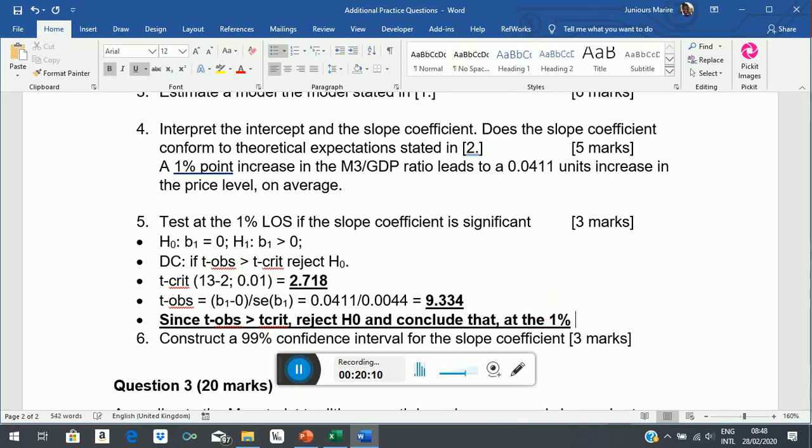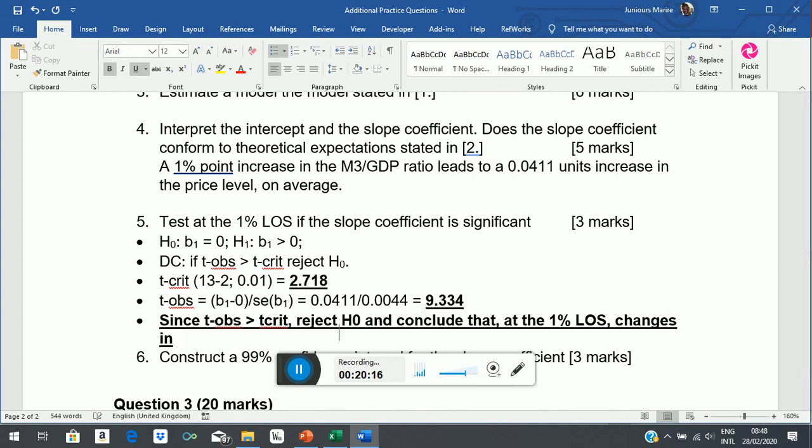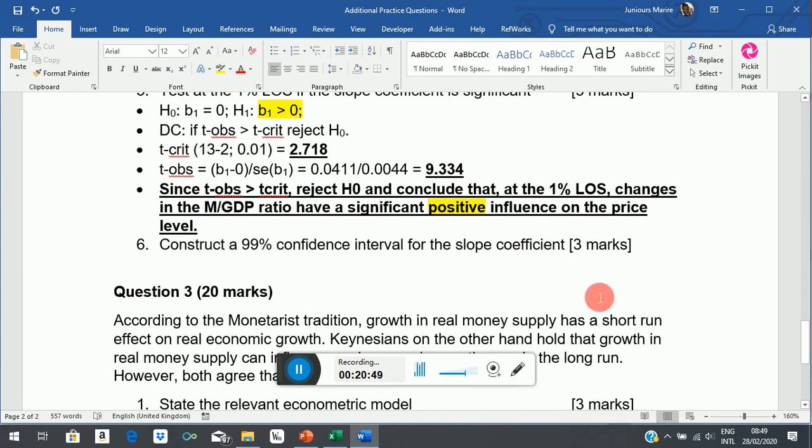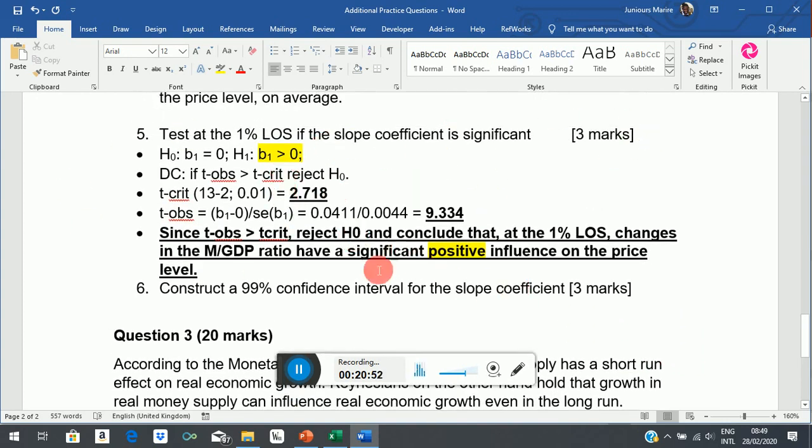at the 1% level of significance, changes in the M to GDP ratio have a significant positive influence on the price level. Notice I've put the word positive there because our alternative talks about a positive effect. Okay? Essentially, that's the idea. You already have done everything that is expected of you.